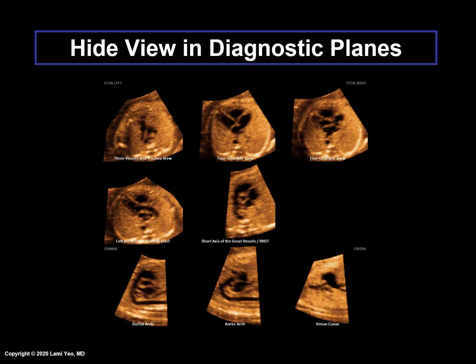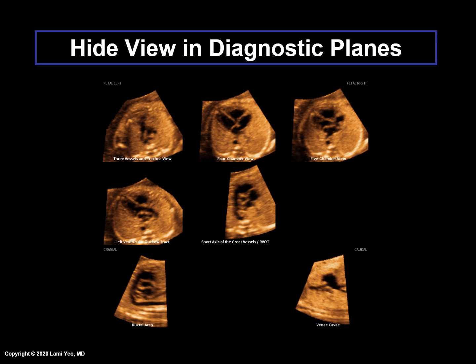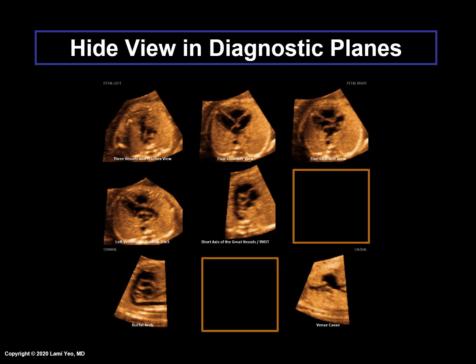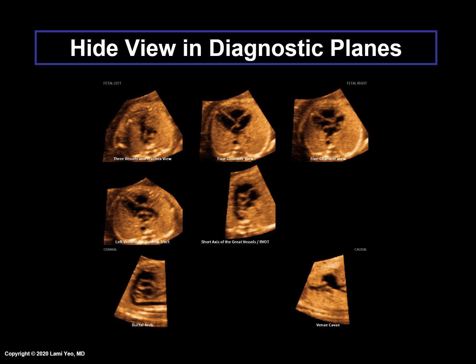In this example, the user has hidden only the abdomen-stomach view from the template of 9 diagnostic planes. Also, notice that the name of the view has also been hidden. Hide View allows more than one diagnostic plane to be hidden. In this example, the abdomen-stomach view has already been hidden. In addition, the user has hidden the aortic arch view. Therefore, the user desires to save only 7 fetal cardiac views for the medical chart.